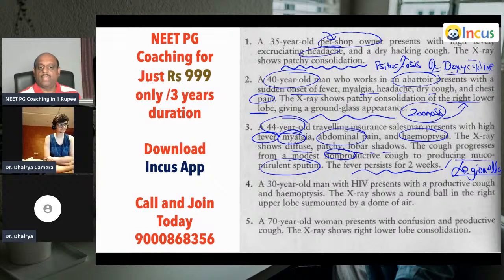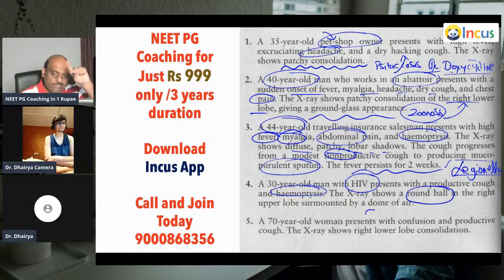Correct. Now, a 30-year-old man who is HIV positive has productive cough and hemoptysis, and the X-ray showing a round ball in the right upper lobe, along with a crescent of air. So, what is your diagnosis?